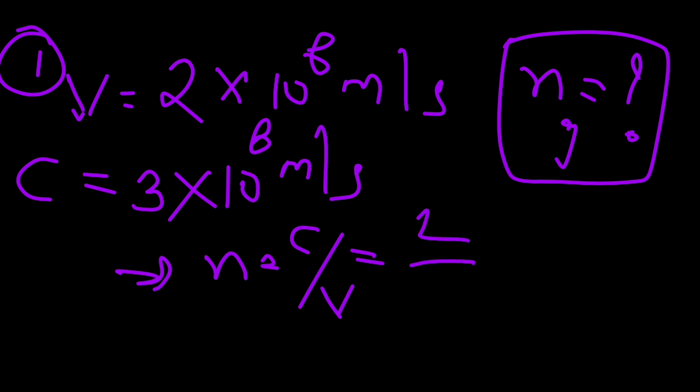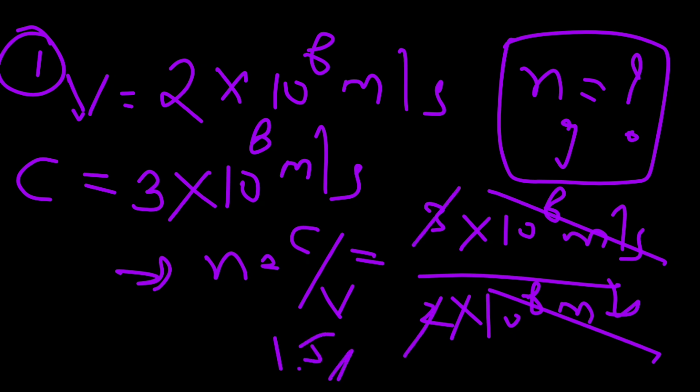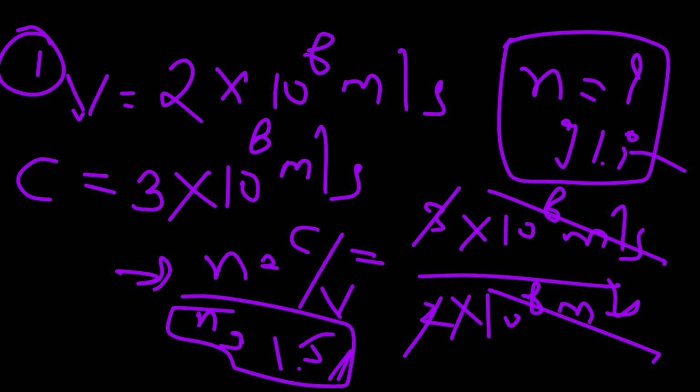So let's do it. Here, c value 3 into 10 power 8 meter per second divided by 2 into 10 power 8 meter per second. 10 power 8, 10 power 8 get cancelled, and the units also get cancelled. In 2 table, 3 goes 1.5 times, right? So the refractive index of glass is 1.5. 1.5 is the value for refractive index. Simple problems. These kinds of problems might be asked in examination.